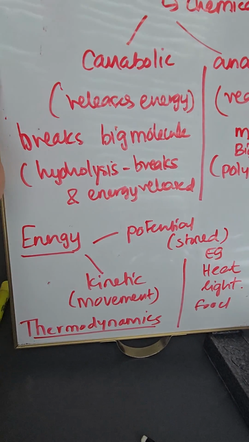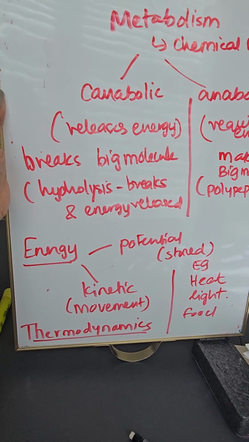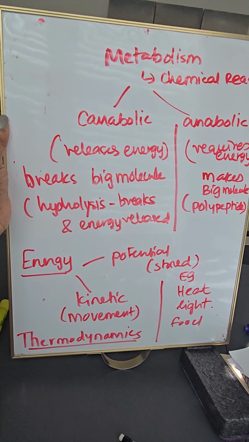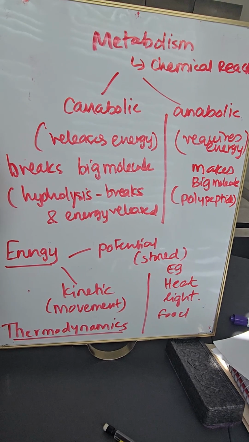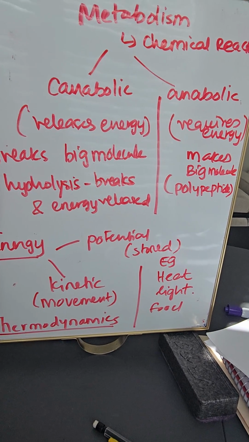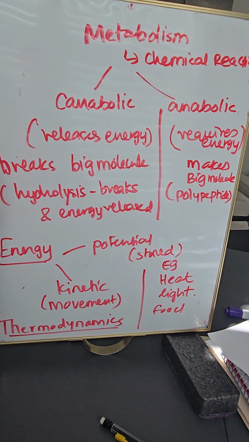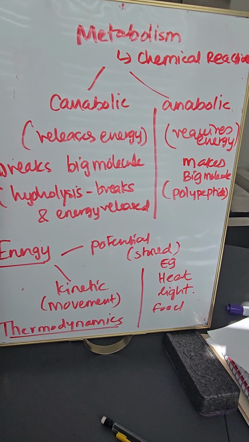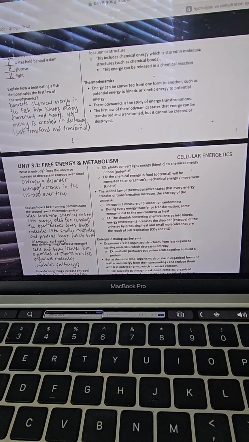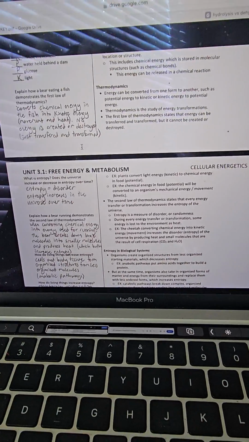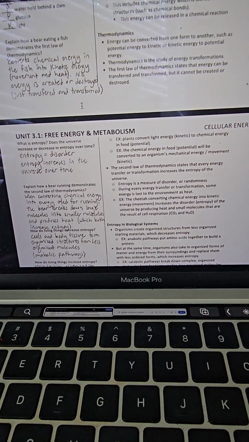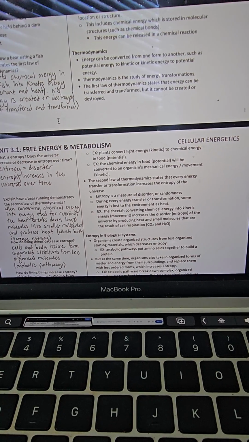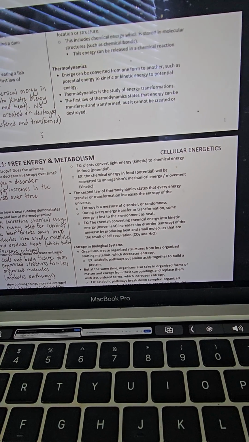What is thermodynamics? The thermodynamics law states that energy can neither be created nor destroyed, but can be transferred from one form to another. That's the example I told you about a bear eating a fish. The potential energy is converted into kinetic energy. The first law of thermodynamics states the energy can only be transformed. The second law states that if the energy is transformed, the entropy is going to increase.